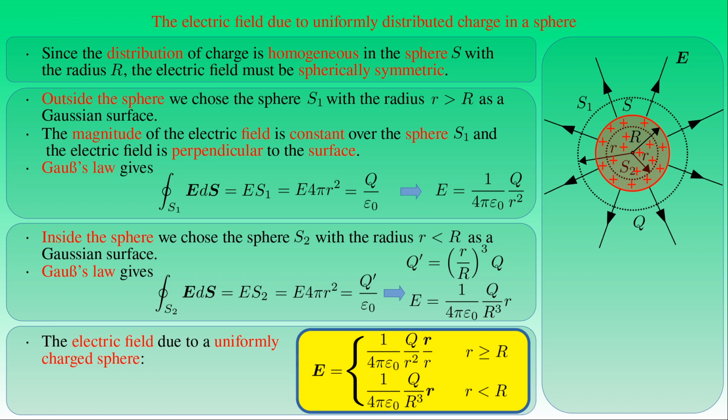This formula also shows that the uniformly charged sphere with the total charge q is equivalent to a point charge q placed in its center. In other words, the electric field outside the sphere is the same as if the entire charge were concentrated at the center of the sphere.